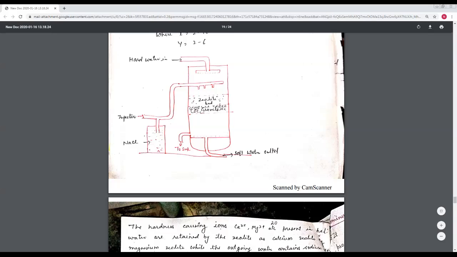And after the exhaustion, जब exhaust हो जाएगा, तो after the exhaustion of the zeolite bed, this injector informs us, and we can regenerate it by NaCl solution, that is called 10% brine solution. The hardness causing ions, calcium, magnesium ions, etc., present in the hard water are retained by the zeolite as calcium zeolite or magnesium zeolite, while the outgoing water contains sodium.